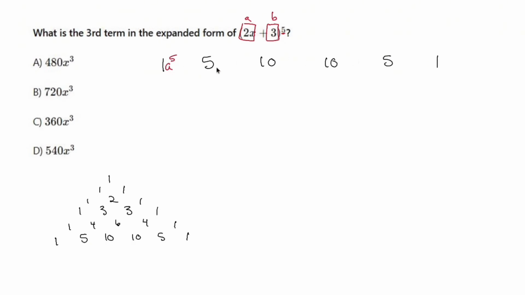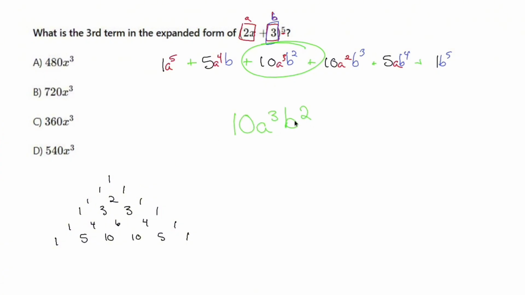A to the fifth, A to the fourth, A to the third, A squared, A. The last one will never have an A attached to it. Do the same thing with your B. Okay, B to the fifth, B to the fourth, B to the third, B squared, B, no B there, plus signs in between. Now the nice thing about this is we don't have to do the whole thing. We only have to find the third term. So the third term is going to be 10 A cubed B squared.